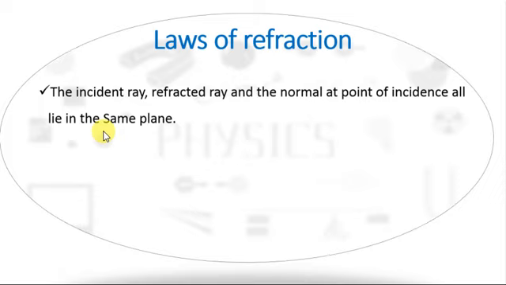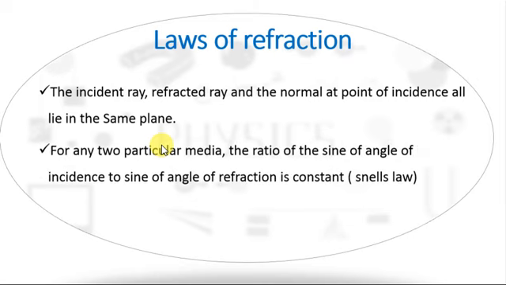I see sometimes students confuse this. It is supposed to be in the same plane. And then the second law, which is the most important one in refraction, is: for a given pair of media, the ratio of the sine of angle of incidence to the sine of angle of refraction is always constant. I'm going to explain this a bit more. It is the one that is known as Snell's law. In case you are asked to talk about Snell's law, that is what we call Snell's law.